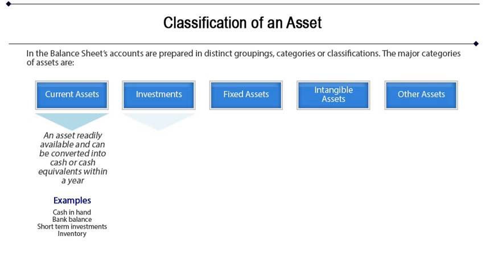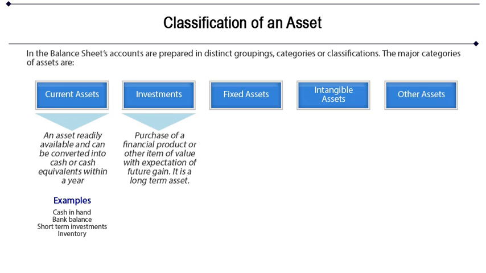Investments. Investment is a financial term. It is a purchase of a financial product or other item of value with expectation of future gain. An investment decision is made after a lot of statistical and mathematical analysis. It has a high degree of security as well as an assured return on investment is expected. Investment is related to savings or deferring consumption.